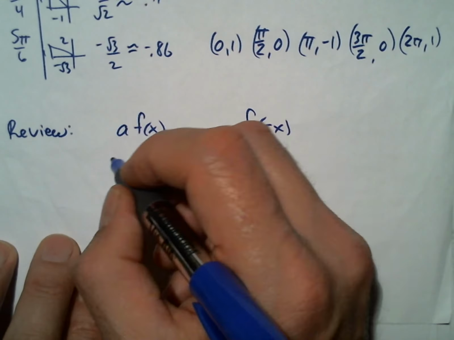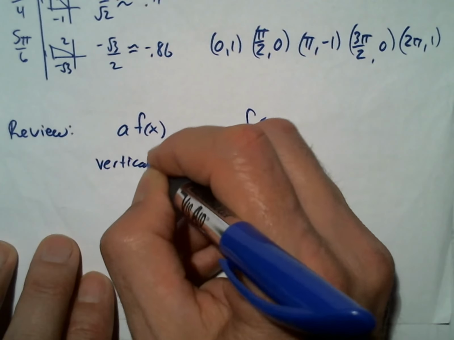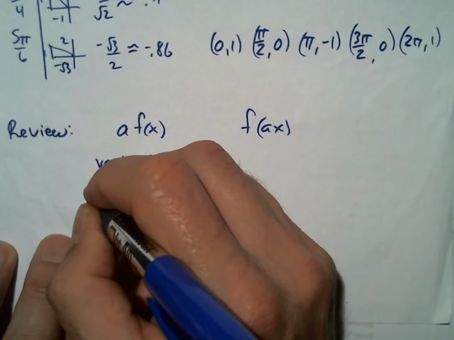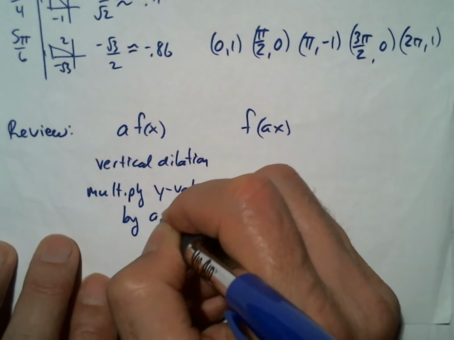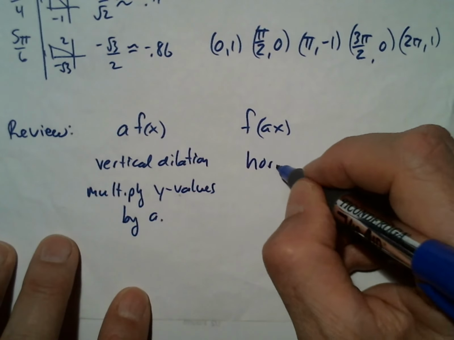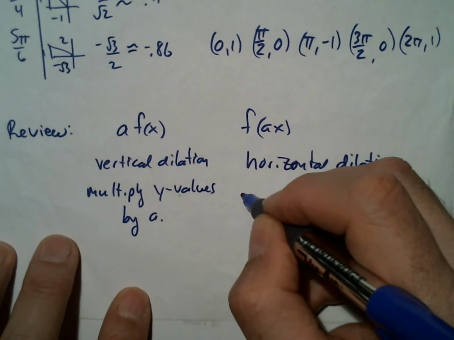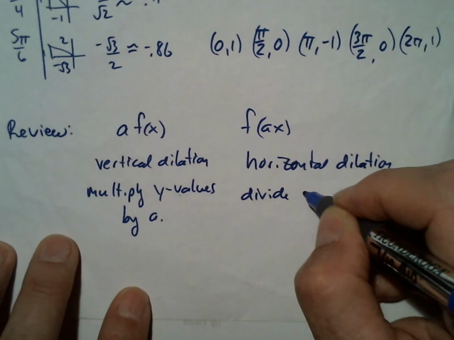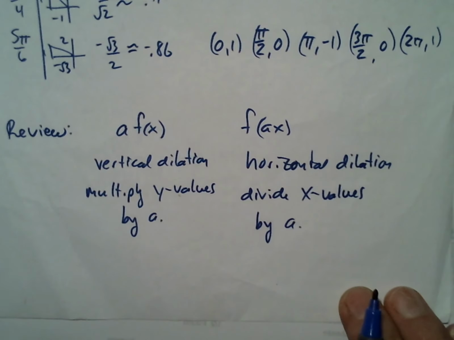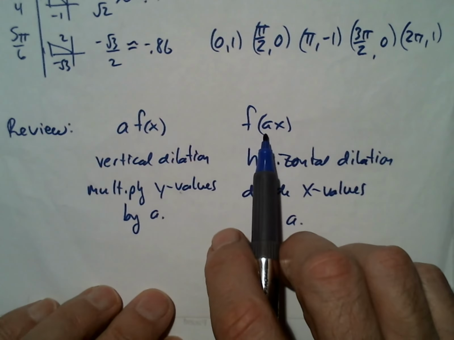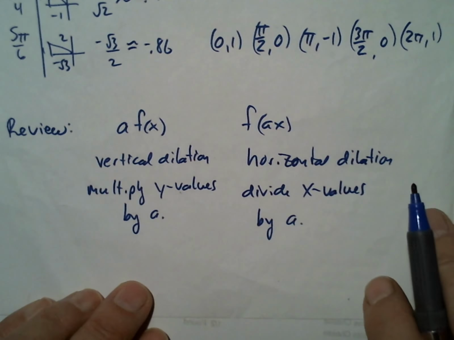Both of them are dilations. That's a vertical dilation, and we multiply y values by a. This is a horizontal dilation. We divide x values by a. If it's negative, we still do the same thing, but that makes a reflection, horizontal reflection. Here a negative would make a vertical reflection.